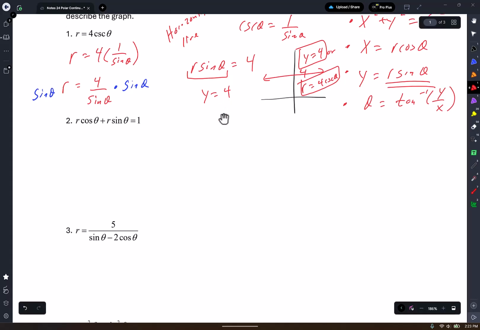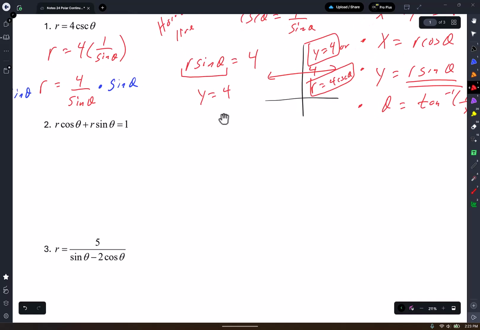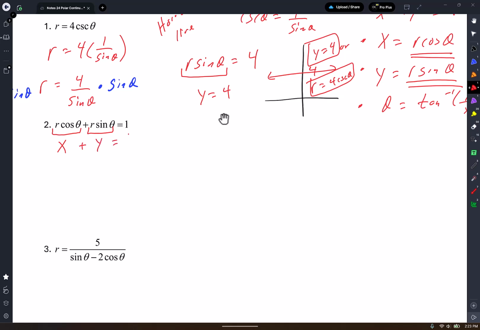Okay, let's go to number 2. I'm going to go slow. Don't worry. So number 2, this is in polar form. Well, it doesn't say r equals, but there's r's and theta, so it's in polar form. And they probably left it like this for you guys nice. R cosine theta, that's the same thing as x. R sine theta, that's the same thing as y. So this is x plus y equals 1.